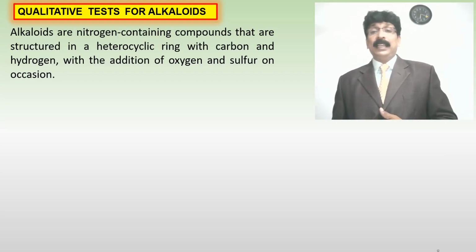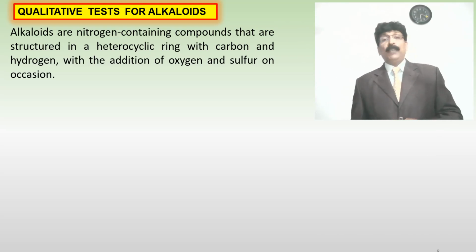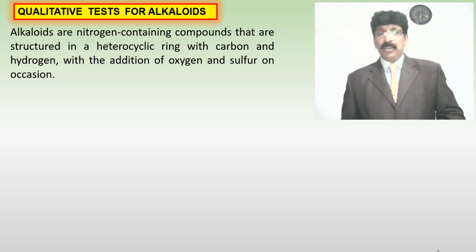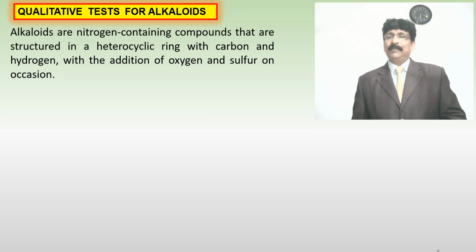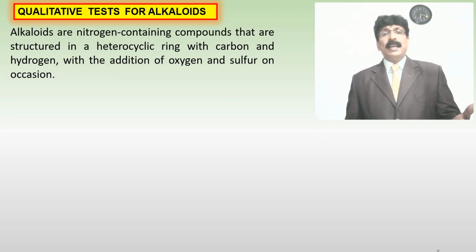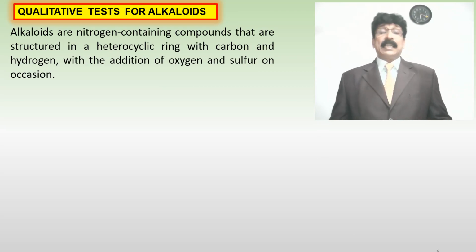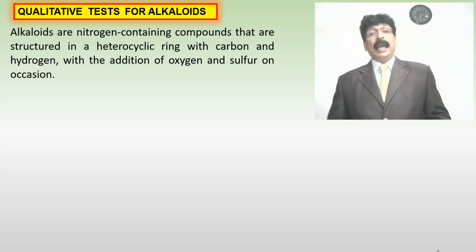So you can perform this test very interestingly. Now we are coming to the qualitative test for alkaloids. So we should know what alkaloids are before going to the chemical test. Just the definition. Alkaloids are nitrogen containing compounds that are structured in a heterocyclic ring structure with nitrogen.